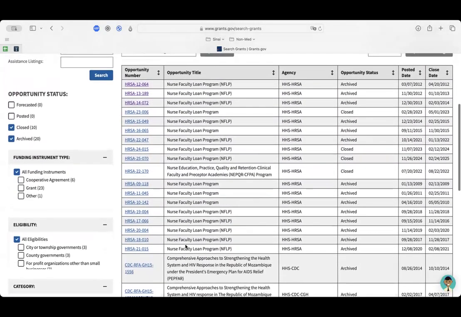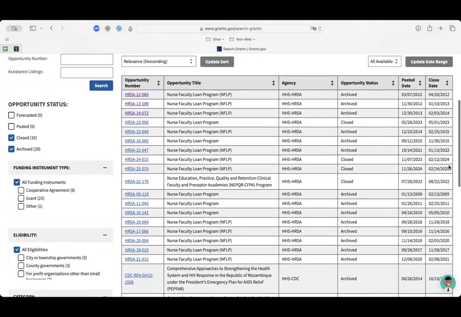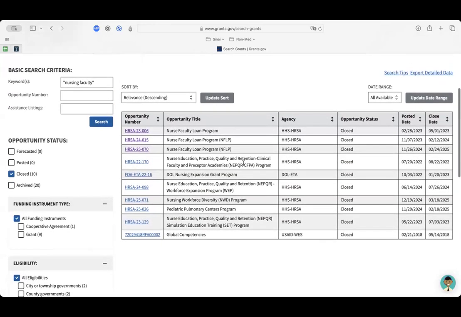And what's relevant here is that you can see that this program has been running for a good long time. You can see just on the screen going back to 2009. This is actually a very popular program in Congress for support, so it is one we expect to be around for a good while. But here, even though the applications for the current cycle closed in February of this year, we can see that the year before they were due in February of 2024. And the year before that in May of 2023.